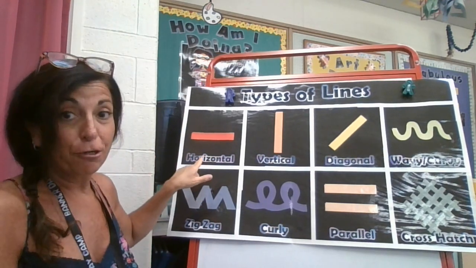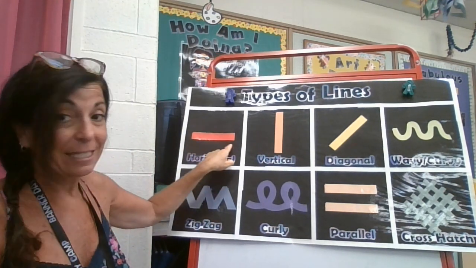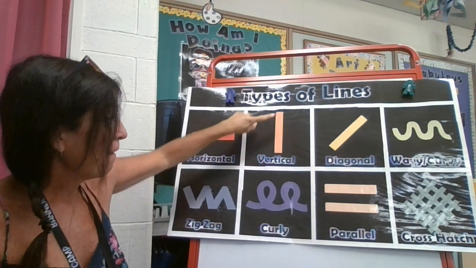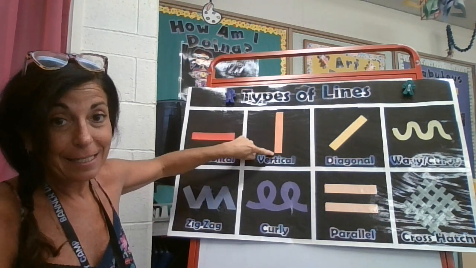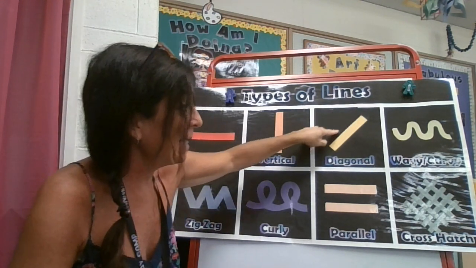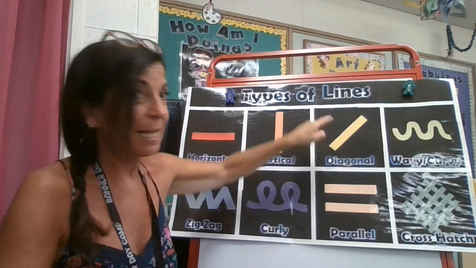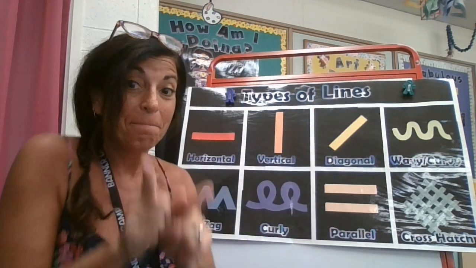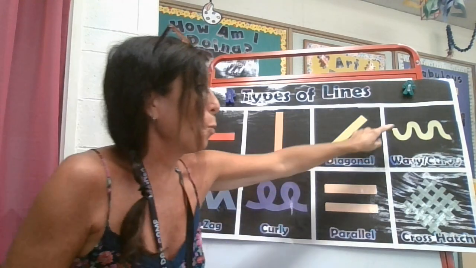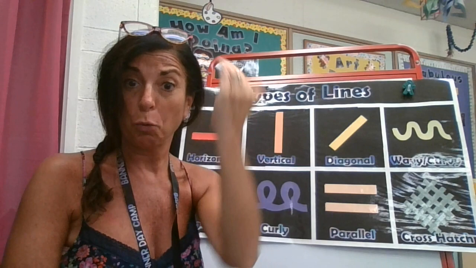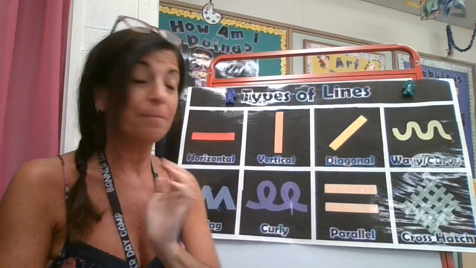Today, we are going to be learning about horizontal lines, which go across, vertical lines, which go up and down, diagonal lines that go sideways, kind of like we're disco dancing, and wavy lines, they go up and down like this, like a roller coaster might.